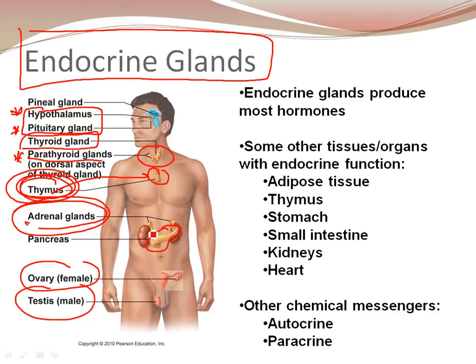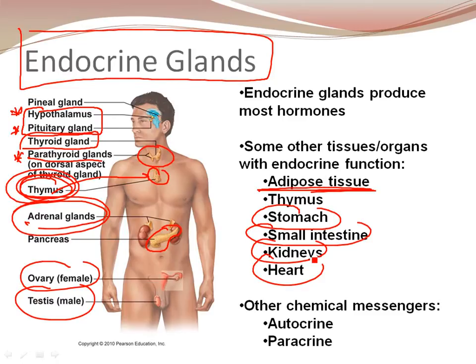And some other organs within the body or tissues within the body make hormones that you may not have thought about before. Your adipose tissues, your fatty tissues, the stomach, the small intestine, the kidneys, and even the heart all produce one or more endocrine type hormones, even though they are not fully dedicated to just those processes.